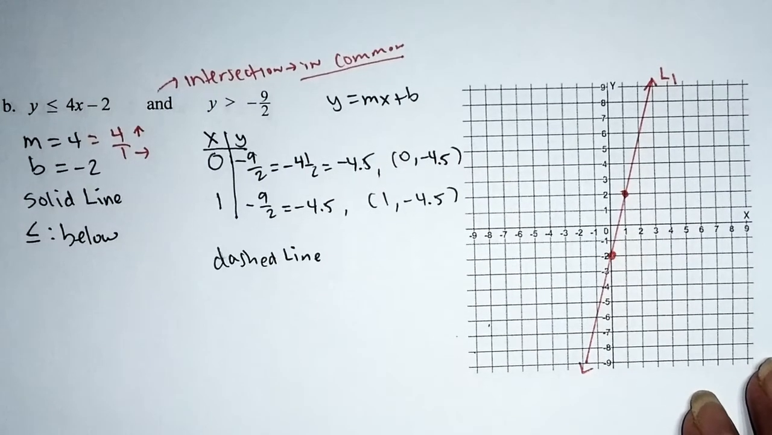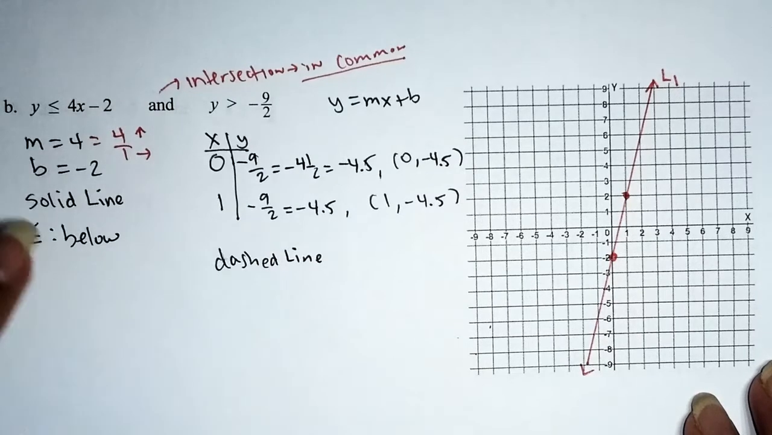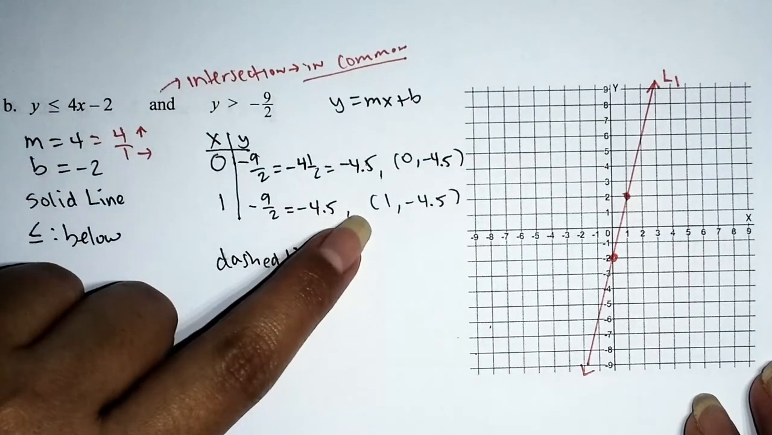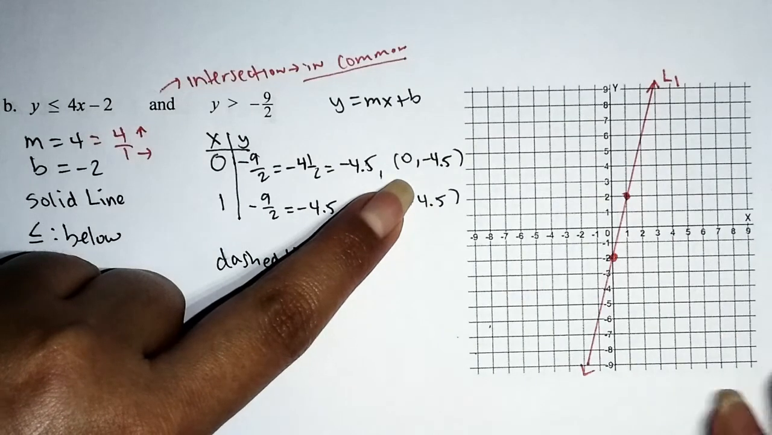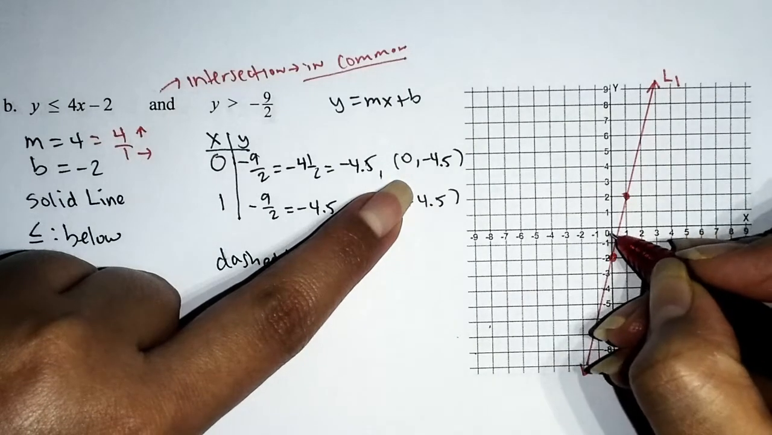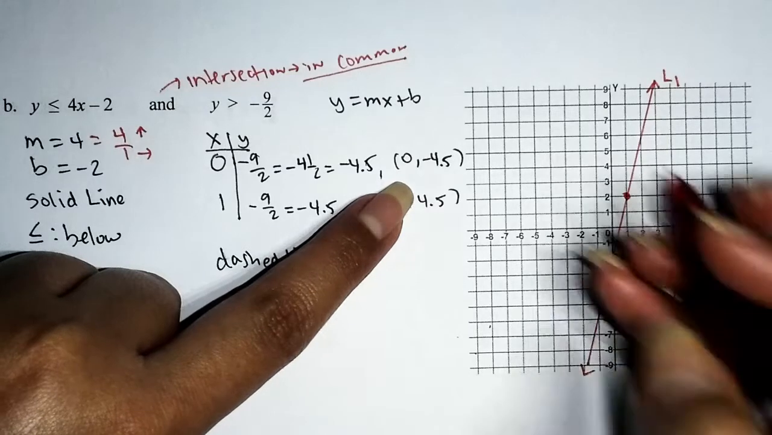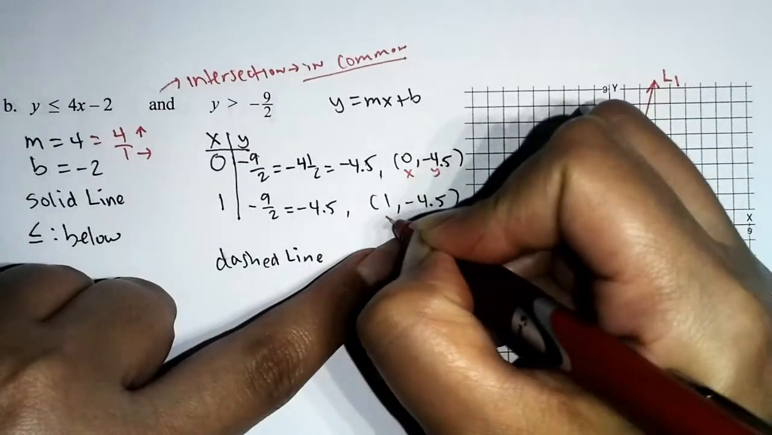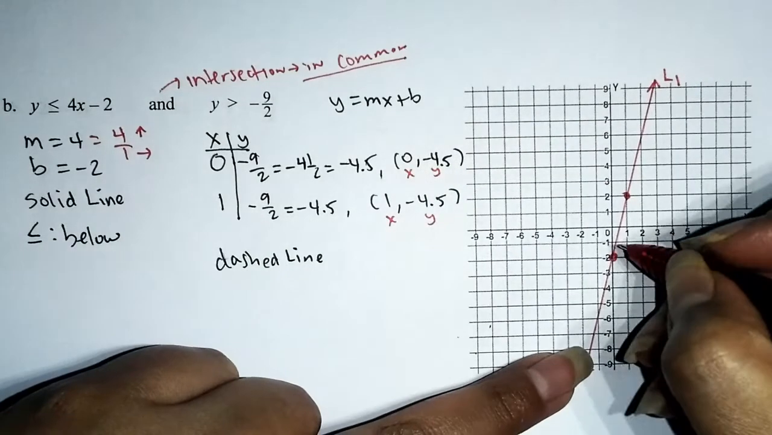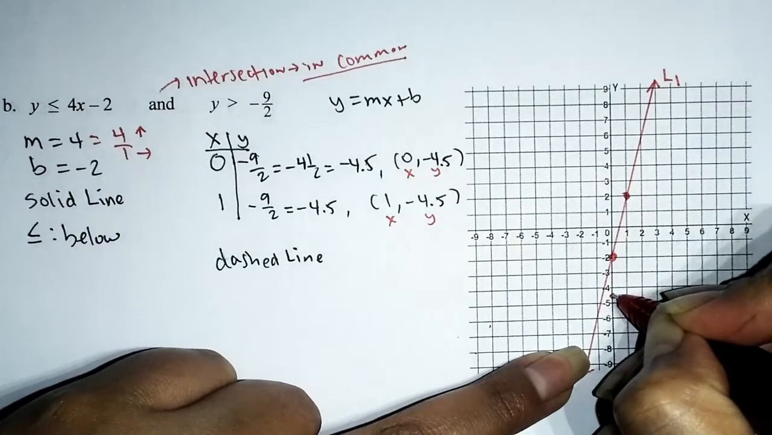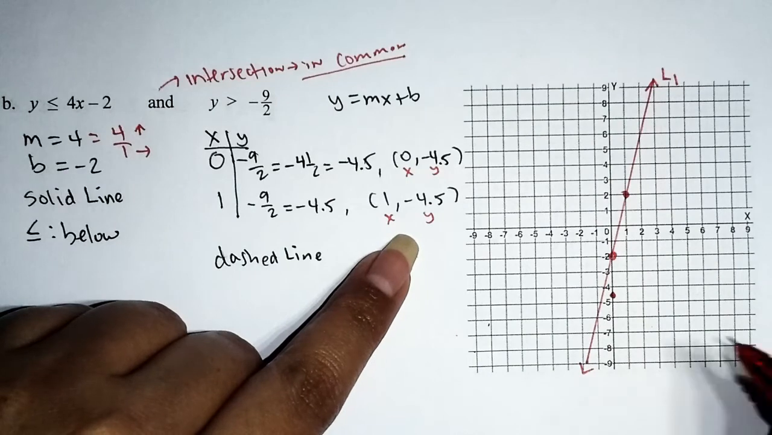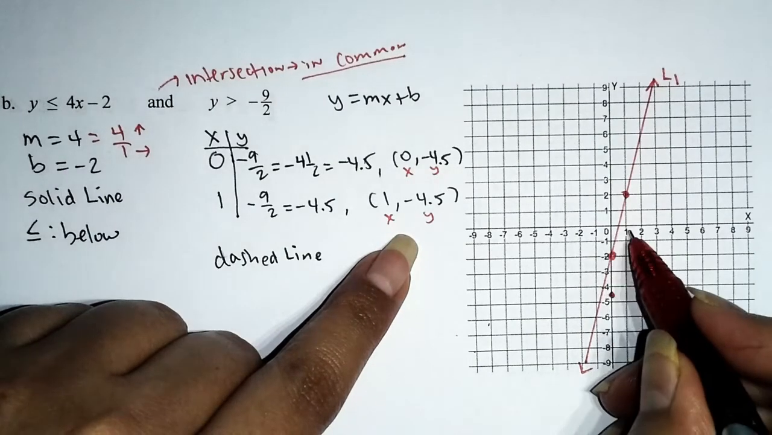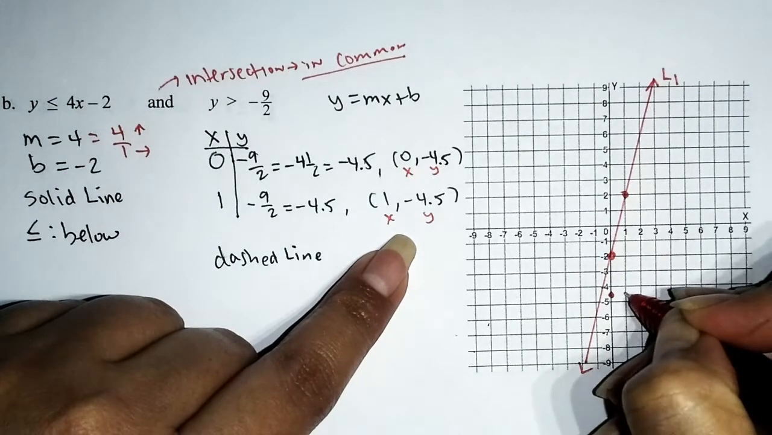Okay, second inequality. We didn't identify the slope and y-intercept, but we have ordered pair solutions. So let's do it. The first one is (0, -4.5). From the origin, x is 0, so we're not going anywhere sideways. Y is -4.5, so let's go 4.5 units down. So stay put and then 4.5 down, right about there. Next one, we have (1, -4.5). So from the origin, 1 to the right and then 4.5 down.